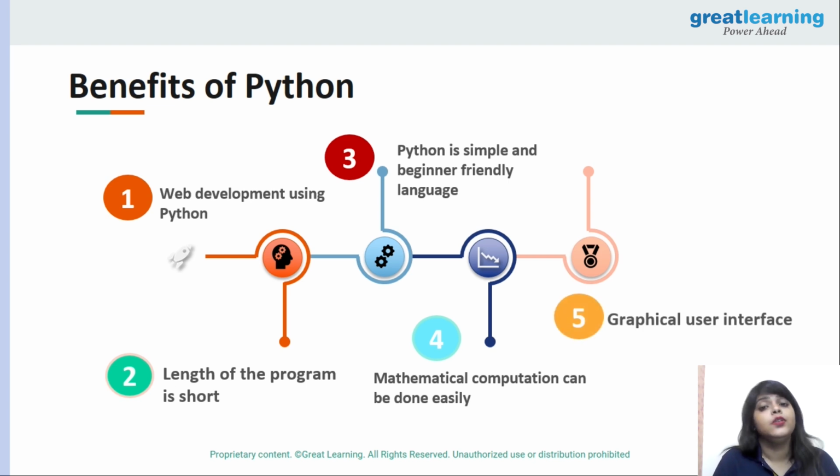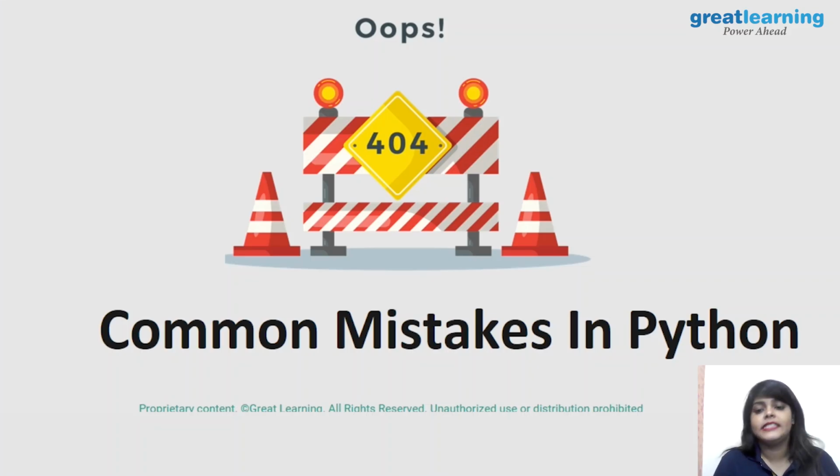Then the graphical user interface. If you want to make a GUI, and if you have your own game and you just need to put some good GUI for your game, Python is the choice for you. So these are the benefits we have in Python. Now we are going to talk about the common mistakes in Python. Let's start one by one.